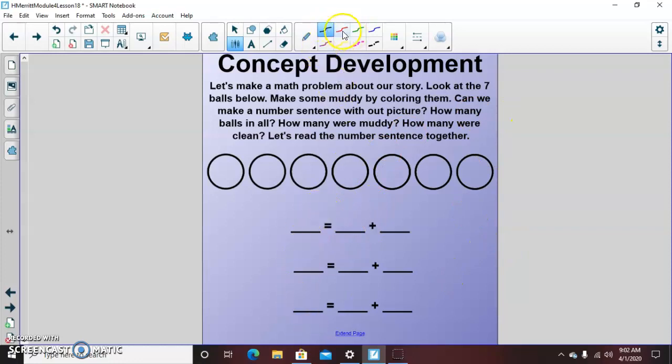So let's fill in our whole right now. We know it's always going to be 7. That's a terrible 7, but it's okay. We will fix it.